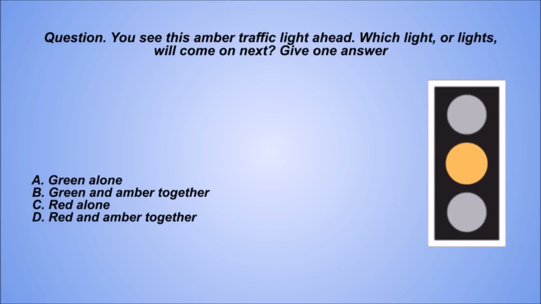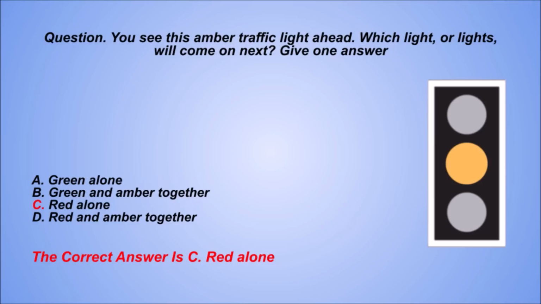Question. You see this amber traffic light ahead. Which light, or lights will come on next? Give one answer. A. Green alone. B. Green and amber together. C. Red alone. D. Red and amber together.